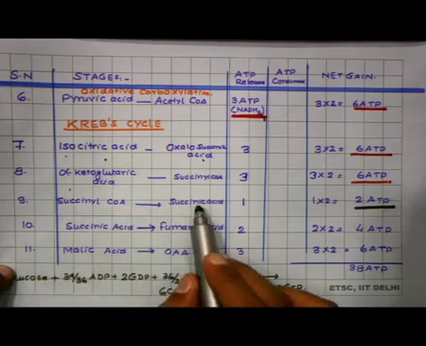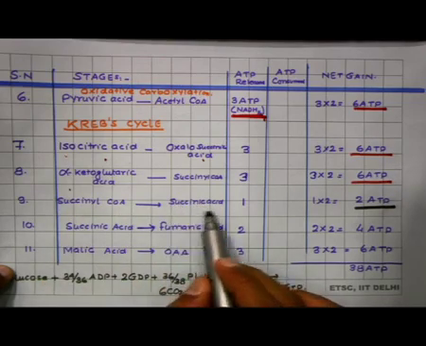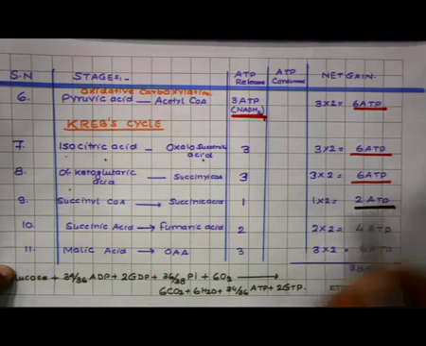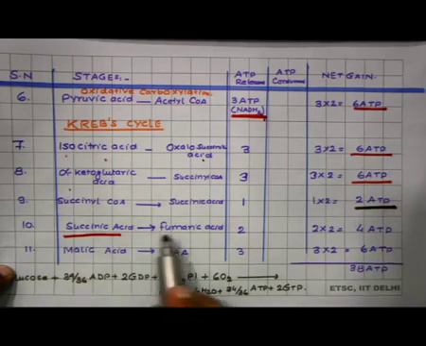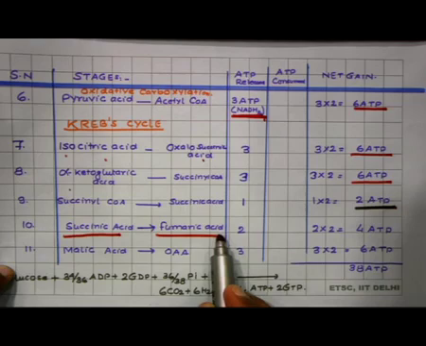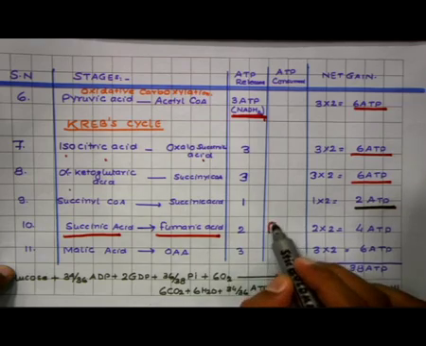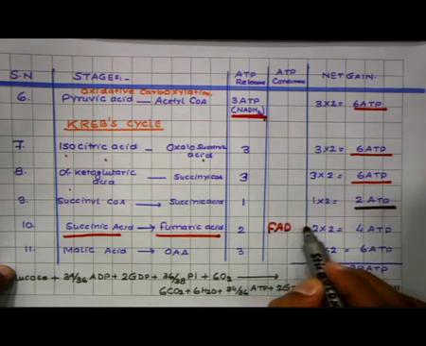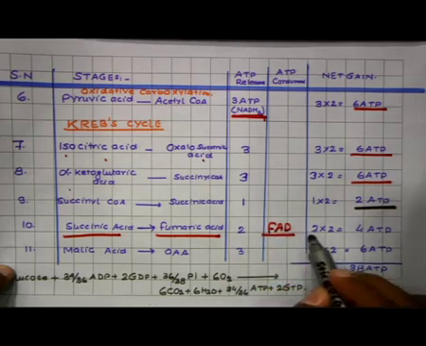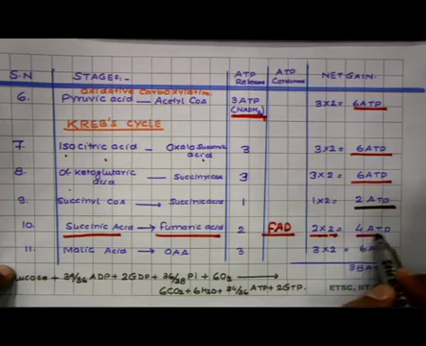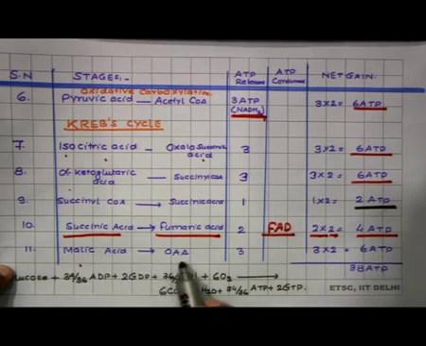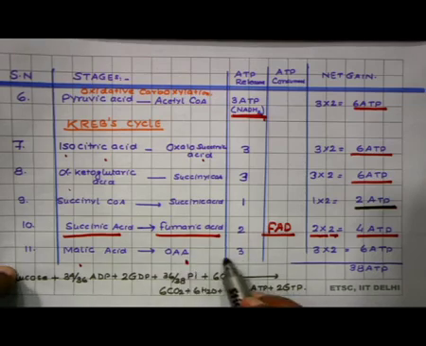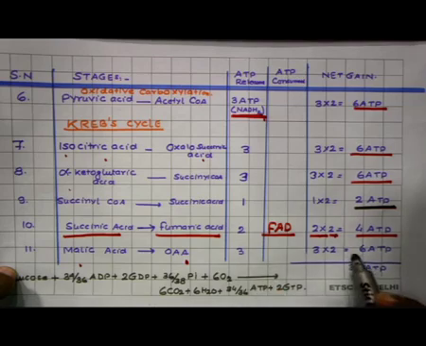Succinyl coenzyme A to succinic acid, that is the substrate level oxidation, 2 ATP is formed. When succinic acid is converted to fumaric acid, the hydrogen is accepted by FAD and it is converted into FADH2, 2 molecules of ATP are formed. So, total 2 into 2, 4 ATP is formed. Malic acid when converted into oxaloacetic acid, it is accepted by NAD plus and 6 ATP is formed.